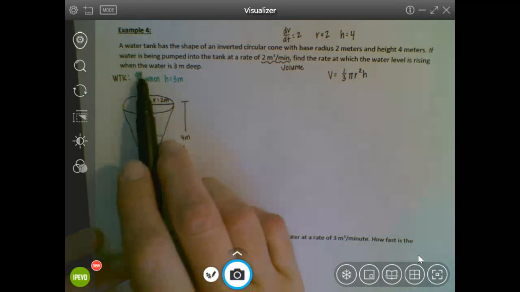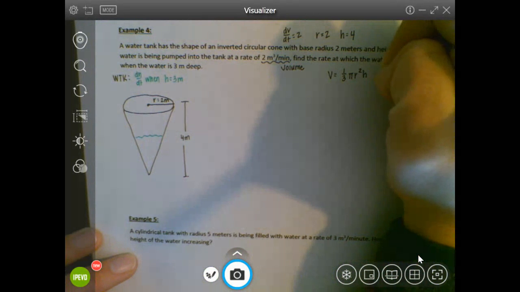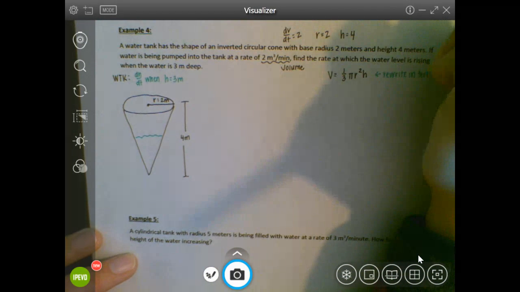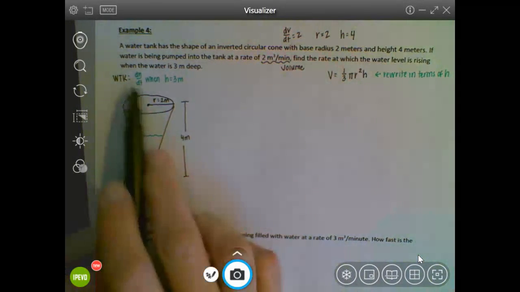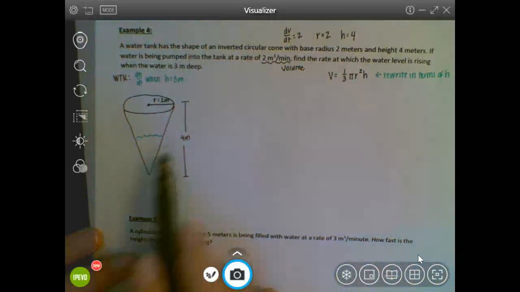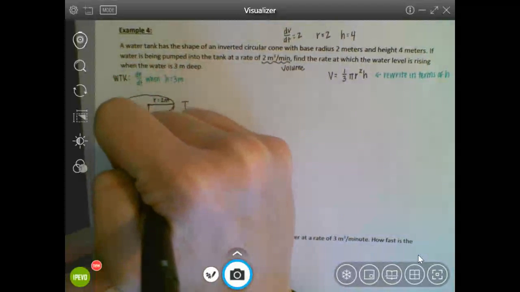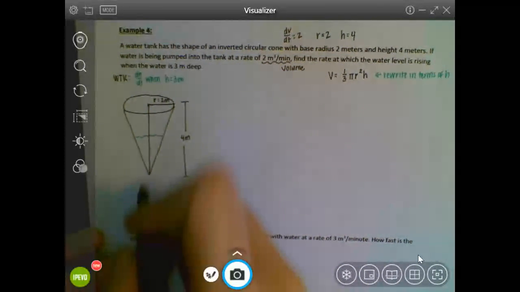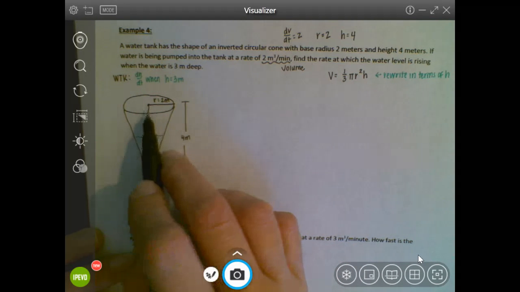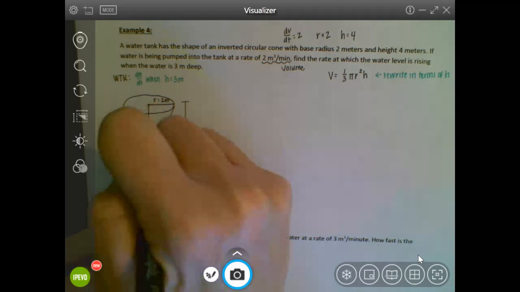So if we're looking for dh/dt, my goal is to rewrite this formula just in terms of h, because that's the variable whose rate of change I ultimately want to know. So I can go back to my drawing, and I'm going to extend the height down to the point of the cone. This tells us we actually have similar triangles. There's an outer bigger triangle, and an inner smaller triangle.